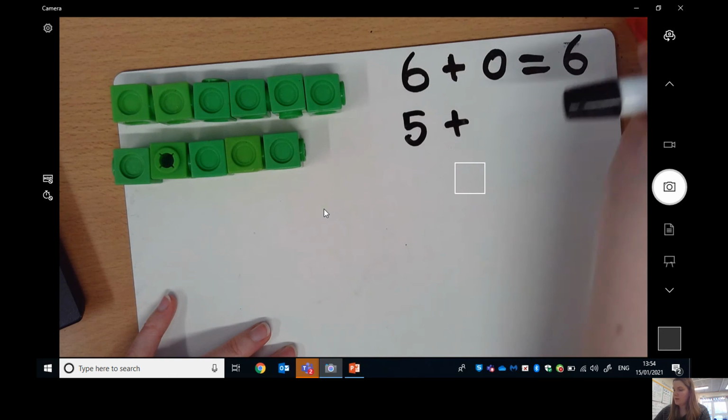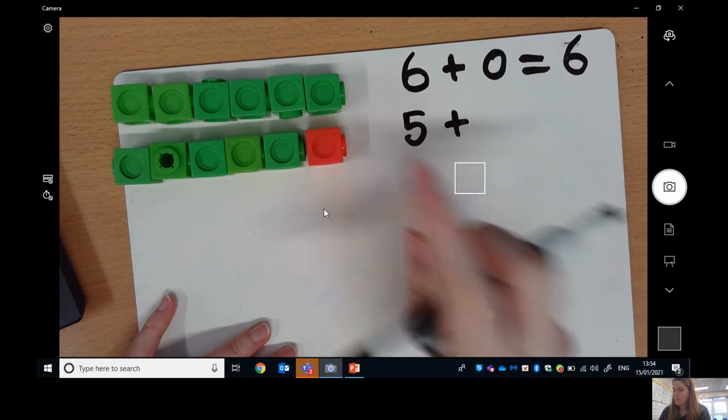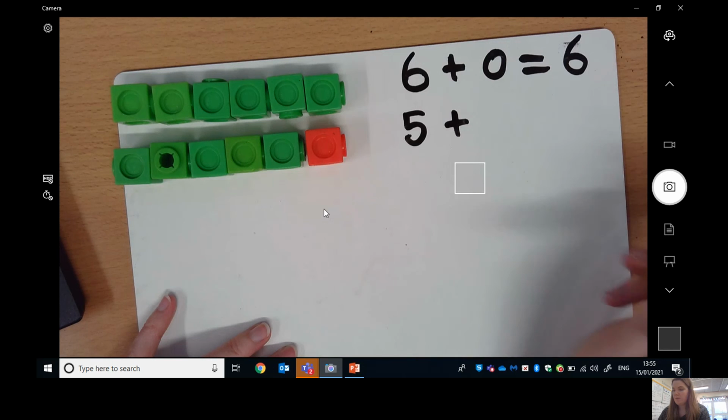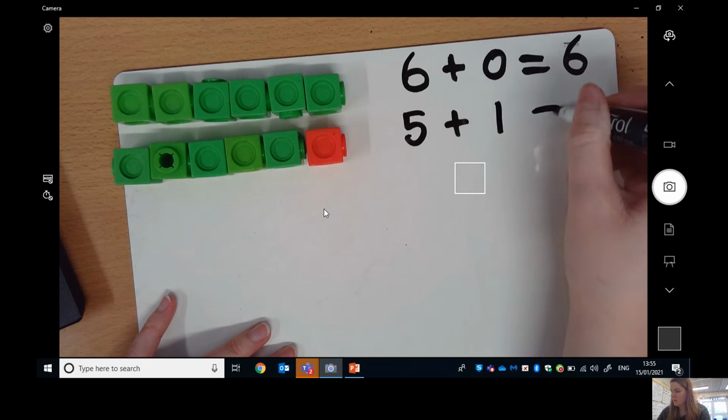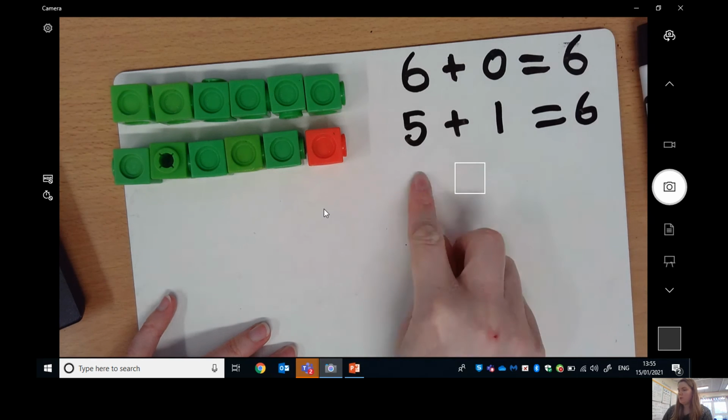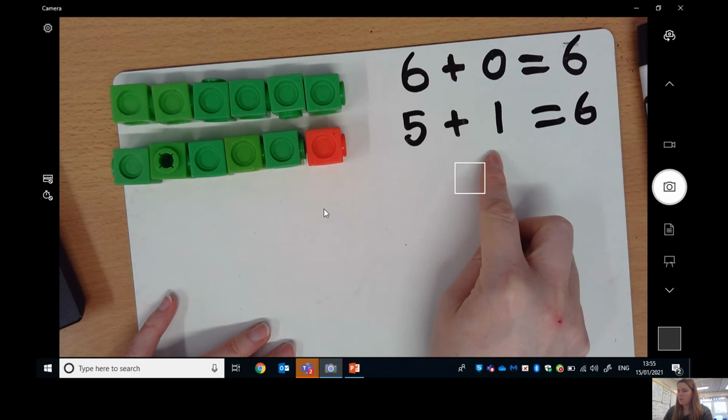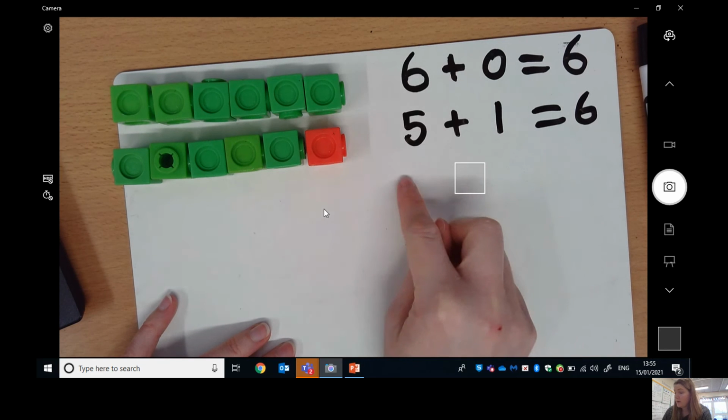Okay, let's add 1. Does that make 6? 5, count on, 6. Well done. 5 plus 1 equals 6. What number should I try next? Should we try 3? Oh, I should try 4 next.